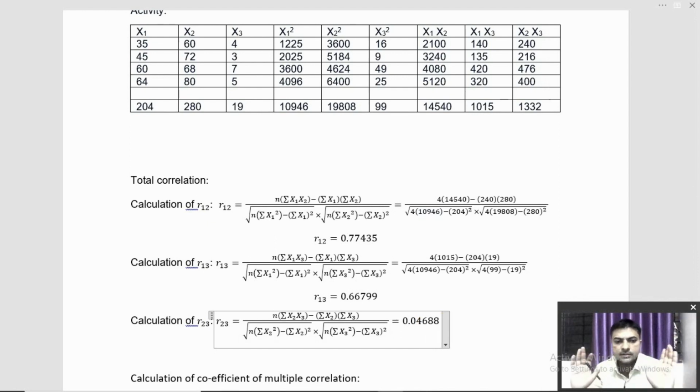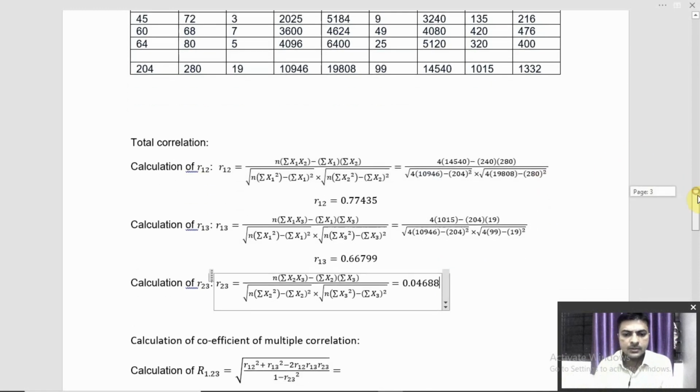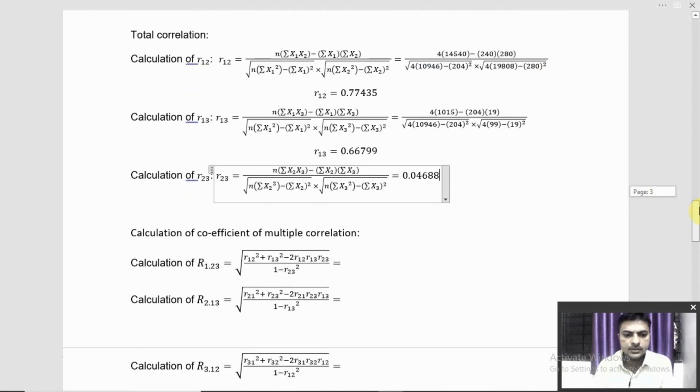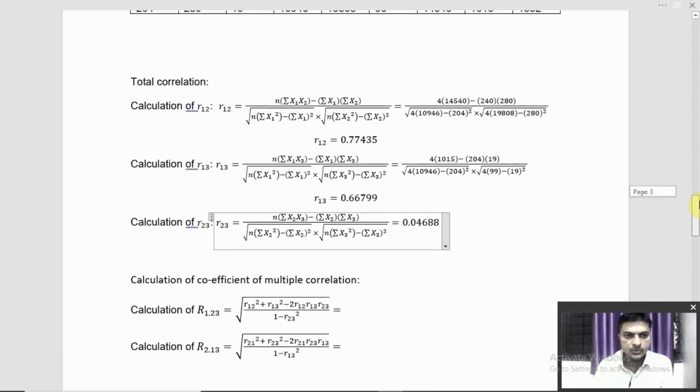0.04688 is the correct answer. Directly we can see R12, R13 and R23. We got the answer directly. We are going to get the full marks in the examination, students. Now, taking this value, you have to find these 3 coefficients.